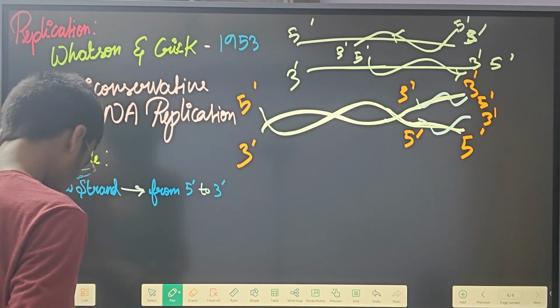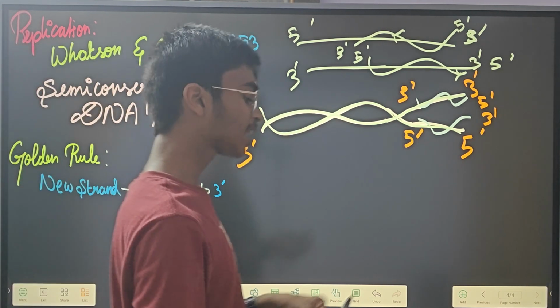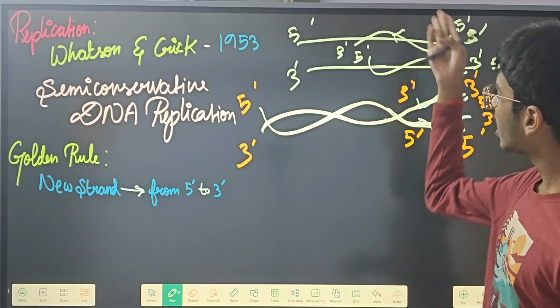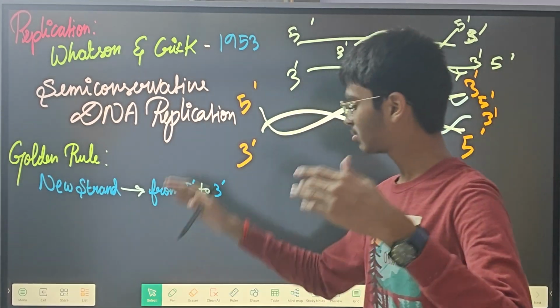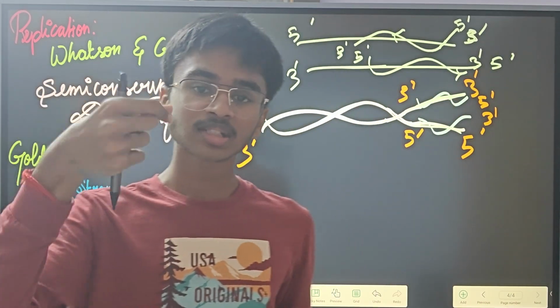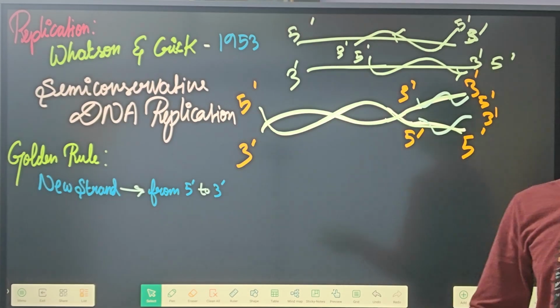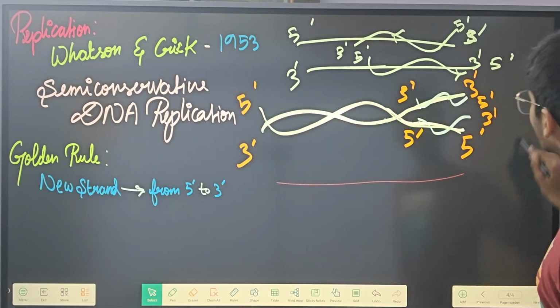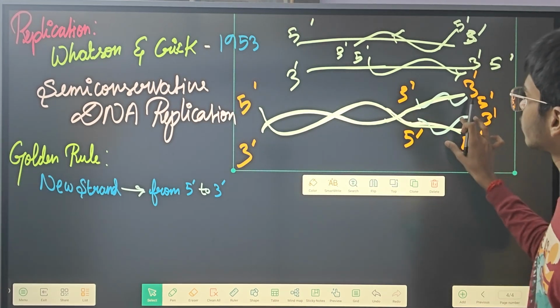I hope the first paragraph has been completed. Next is the experimental proof. Now, we know that it's being created like this, but there was no such evidence at that time. Now we have a lot of evidence, but in the year 1953, when Watson and Crick found this, we did not have all these experimental proofs. They said that. Now we are going to see how they found it.